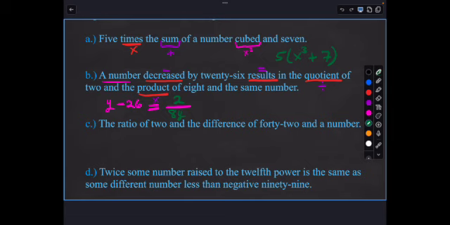Letter C. The ratio of 2 and the difference of 42 and a number. Okay. Ratio is another word for fraction or division. So we are going to have a division here. Difference means subtract. So we have a division, we have a subtraction. So ratio, let's do a division. The ratio of 2, so 2, and the difference means subtraction of this other thing. Difference of 42 and a number. Let's call this number z.